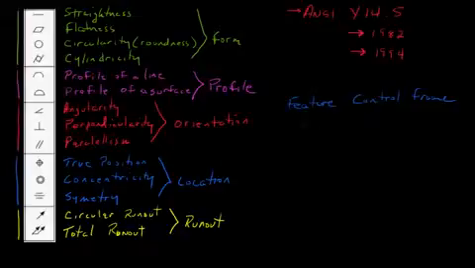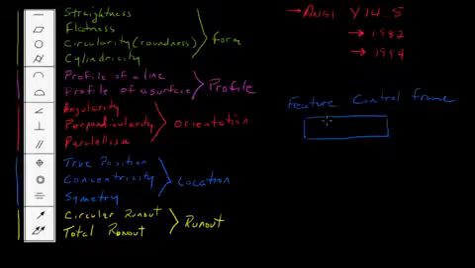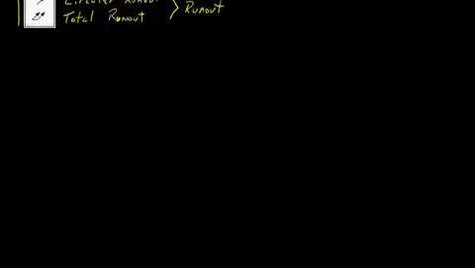Now, a feature control frame in its simplest form is a rectangular frame, and it gets a symbol here and a tolerance here. Right? One of these symbols and then a tolerance value. Now, they can be more complex than this, but in its simplest form, that's what they look like.